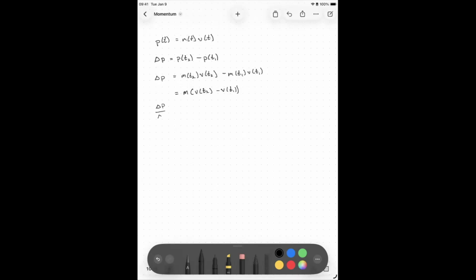Now we can divide both sides by the time interval over which the change occurs. As the time interval becomes very small, like what happens with our integral, the right side becomes acceleration. And from Newton's second law, we know that force is equal to mass times acceleration. Therefore, force is equal to the change in momentum over the change in time. This relationship tells us that force is directly related to how quickly momentum changes.